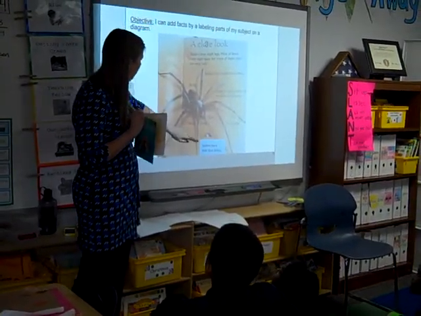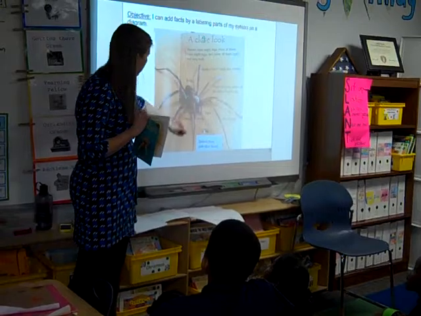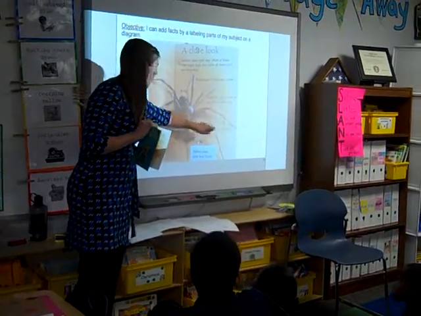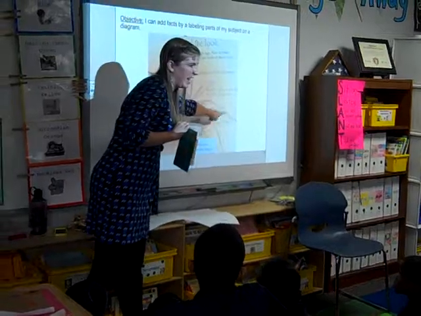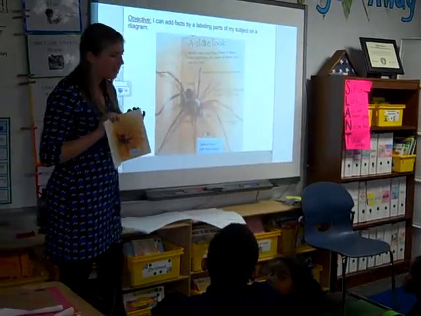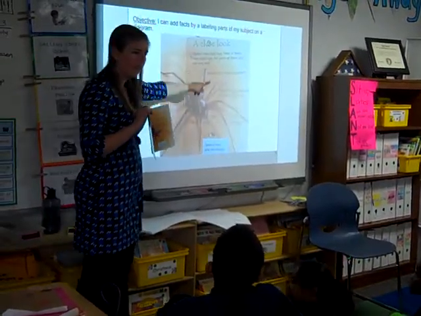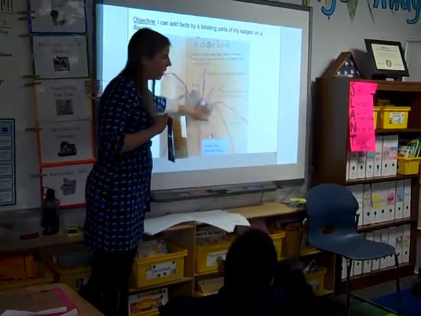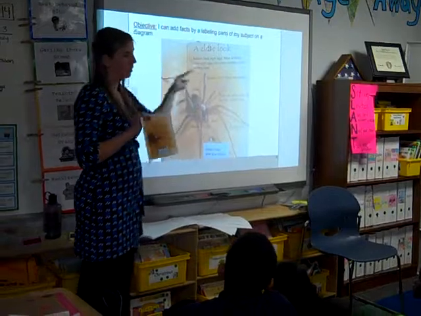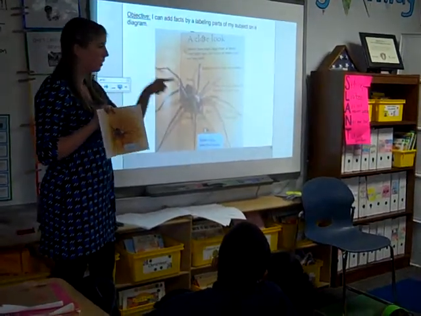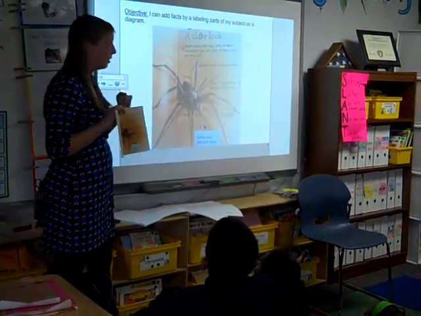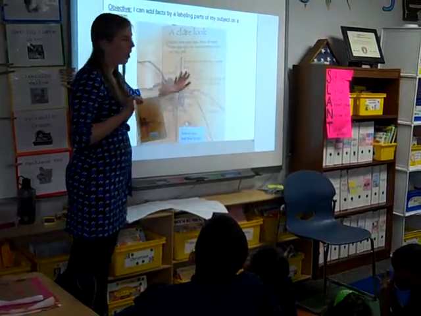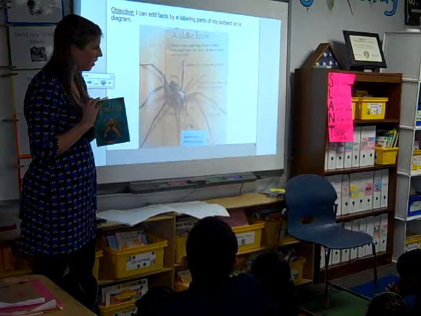On the page, Rebecca Gilpin has labeled the body, the head, the fang, the eyes, and the hairy legs. So she's taught us about the different parts of a spider by using a diagram. On the diagram, there's a picture and labels. We know that in nonfiction books, they use a lot of labels. So this diagram has all of these labels of the parts of a spider.